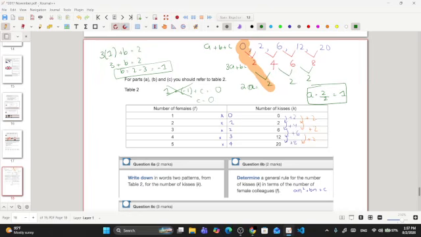So what sort of equation do we have? 1n squared minus 1n plus 0. But it says that it should be in terms of female colleagues. So instead of writing n, we'll just write f. 1f squared minus 1f, or simply f squared minus f. F squared minus f.